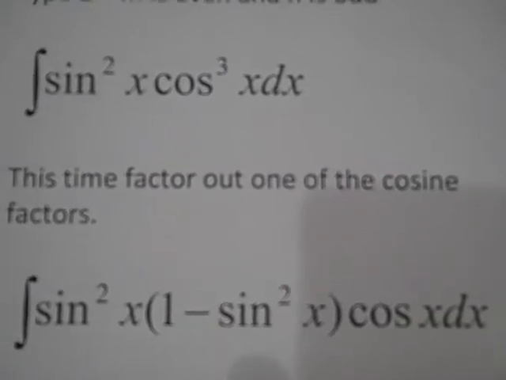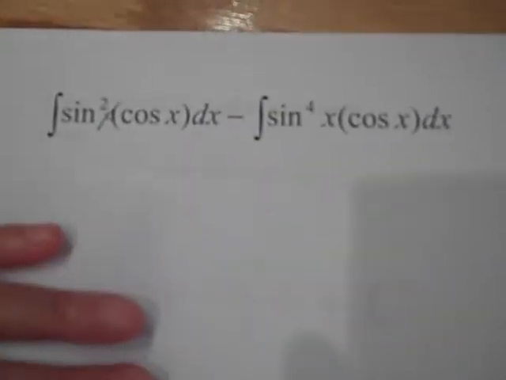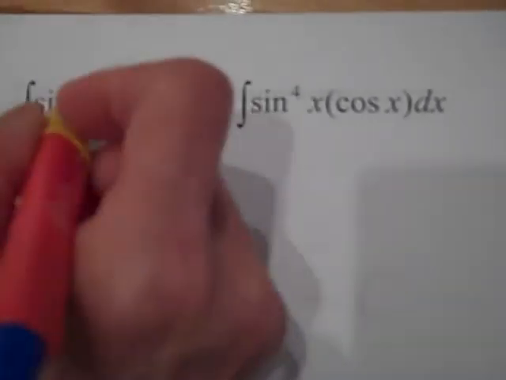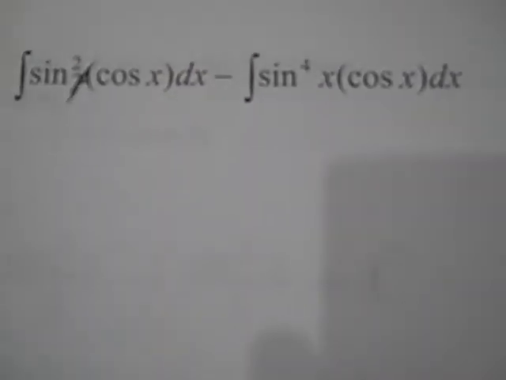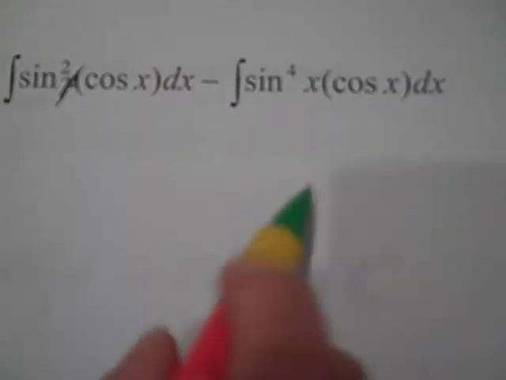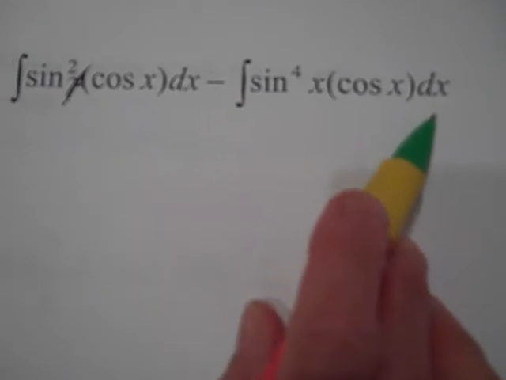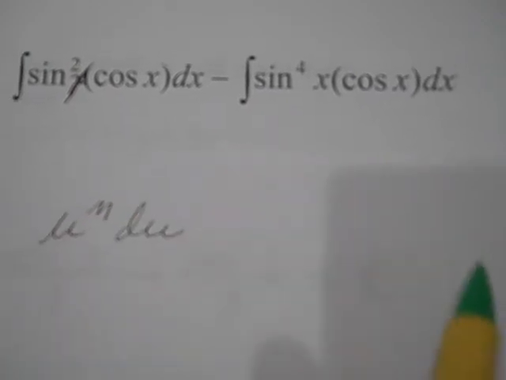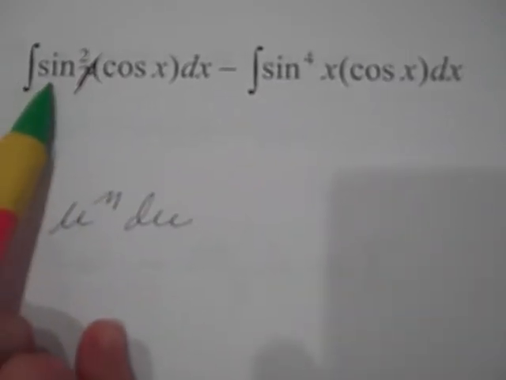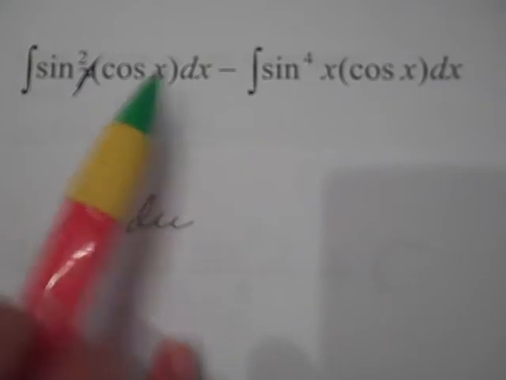Give me a minute to go to the next page, and you're going to see what is going to happen. Here I have now sine squared x, again I seem to have forgotten the x here, so I'll write it in real heavy so you can see it, times cosine, and then I have minus sine to the fourth x times cosine. Now these integrals are already in the form u to the n du, because if u is equal to the sine, then the derivative of the sine is the cosine.